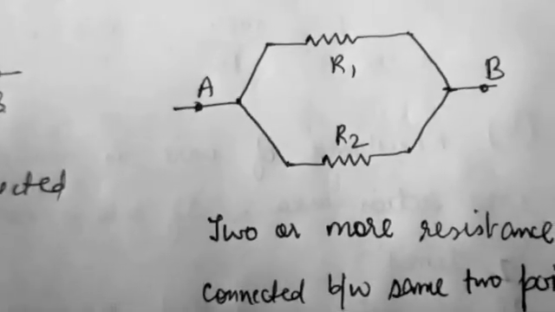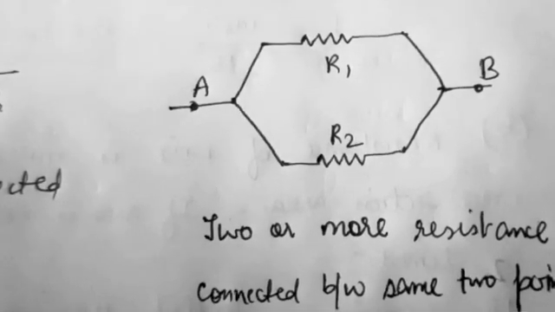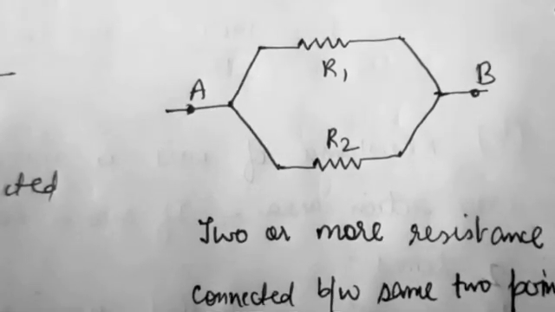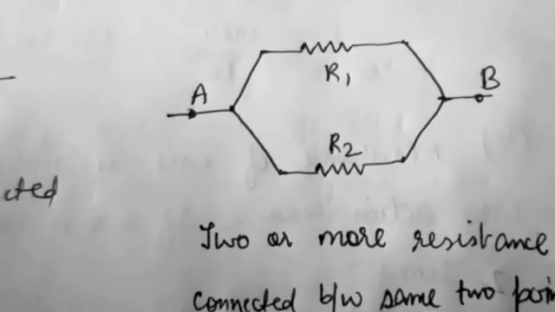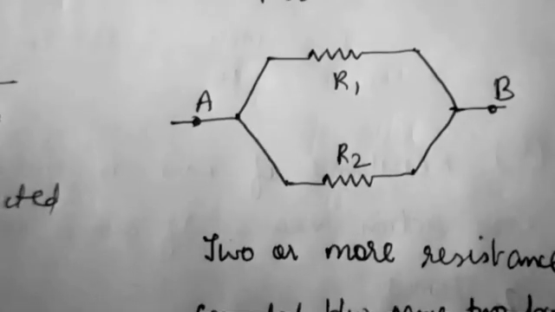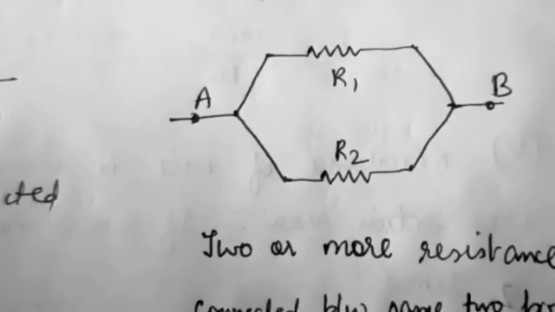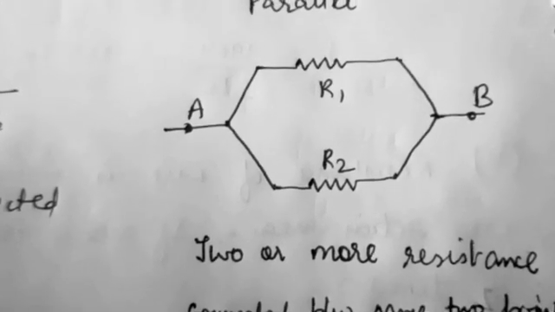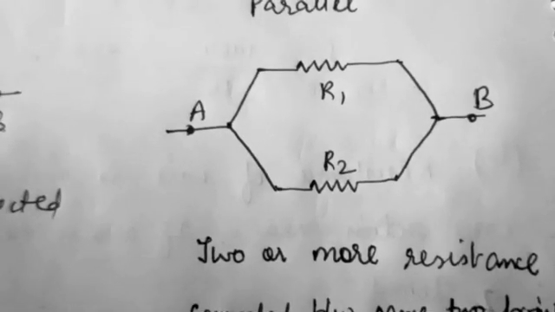So two or more resistances are connected between the same two points. Because they are connected between the same points, across each individual resistance the voltage remains the same. In the case of parallel resistances, the voltage is the same, but the current gets distributed, and the overall resistance, the new resistance formed through this combination, has a value lower than the individual resistances. Let us go with the derivation.